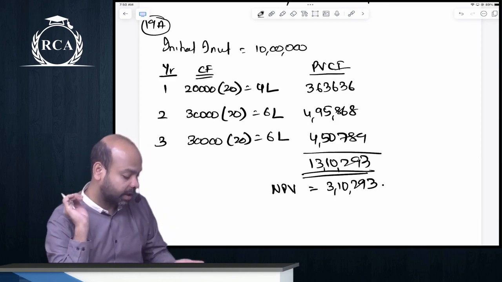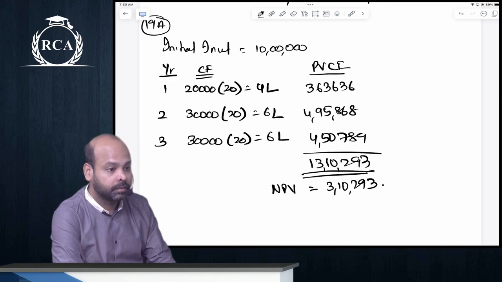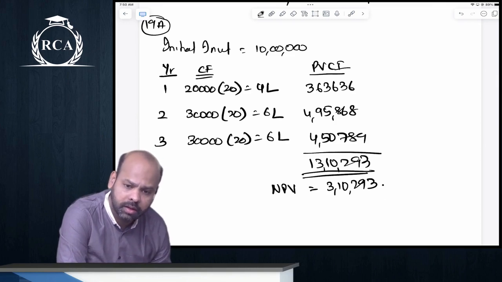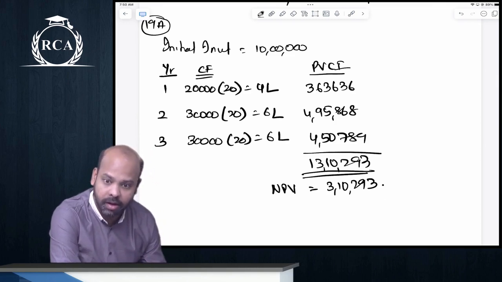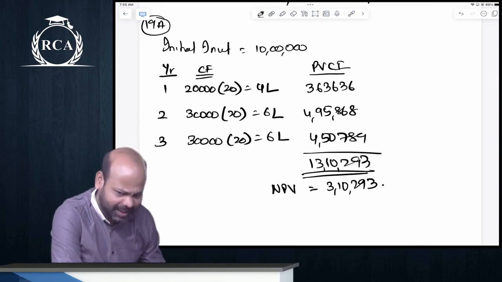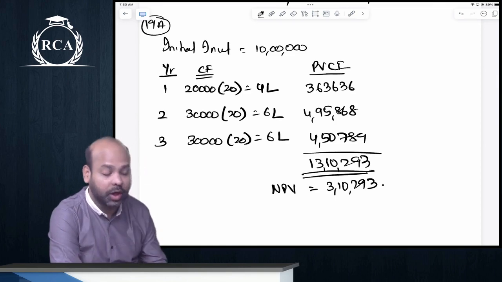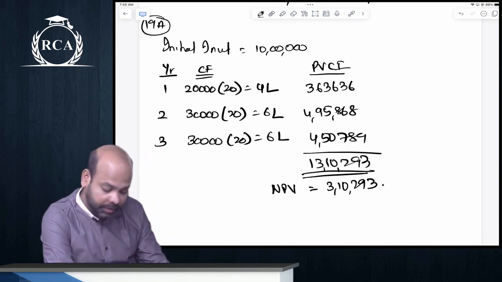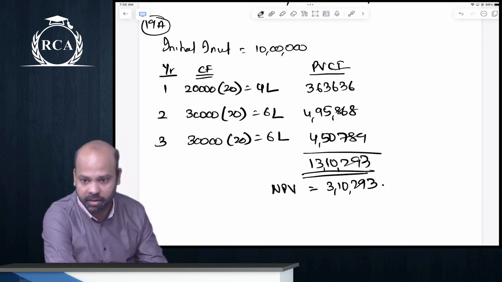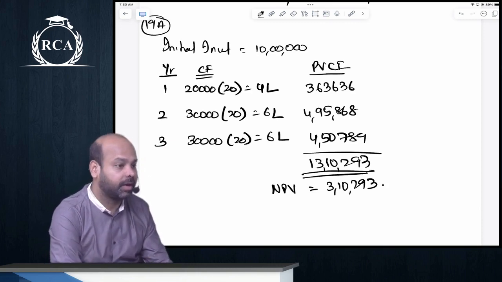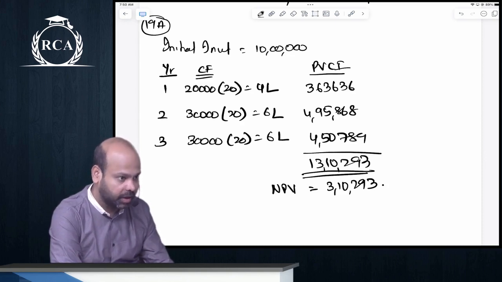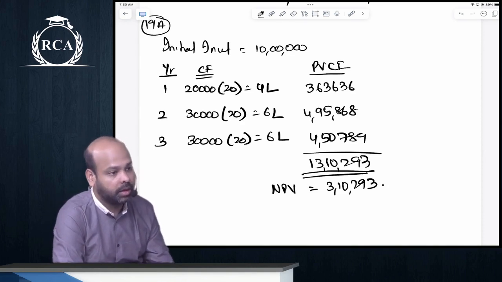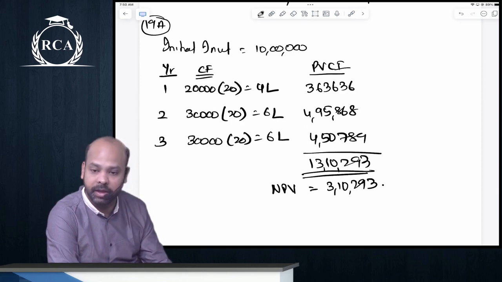Now, when you have to do the selling price, beta, what will you do? How will you do it, guys? Decrease by, divide by what? Yes, you can do that perfectly. You can take the present value of sales revenue and then compare, or recompute by taking selling price as X. That is one way. Or compute the present value of sales revenue, and if it decreases by 3,10,293, NPV will become 0. Either one of them, your choice.